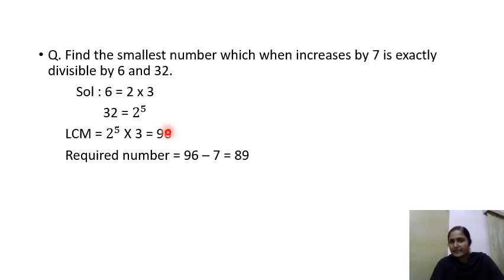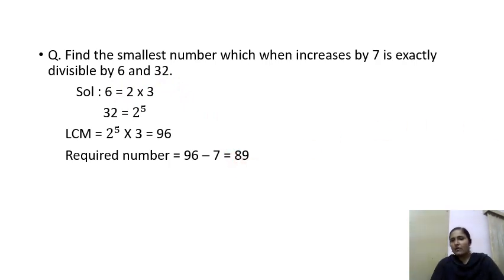So to get this number, what are we doing? Required number is equal to 96 minus 7. So we will get 89. So when you do 89 plus 7, what will you get? 96, and 96 is divisible by 6 and 32. So I hope this question is clear.